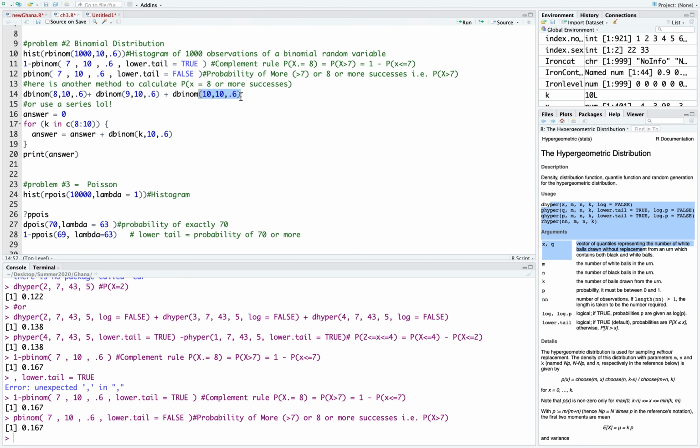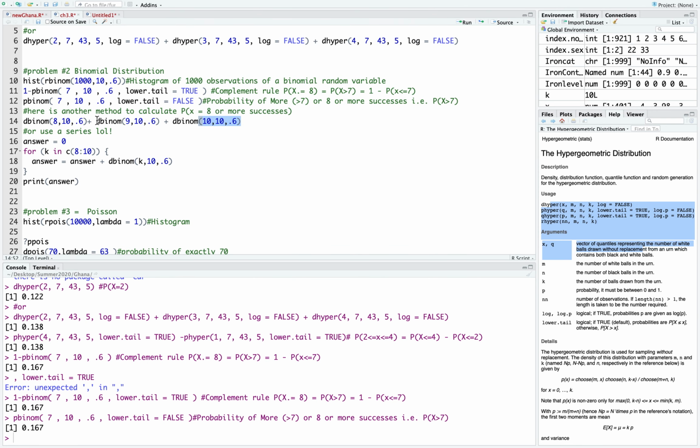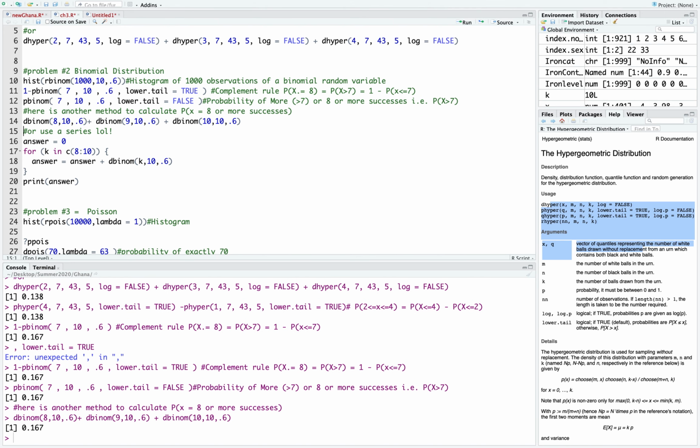Now, there's another option, which is I can calculate the probability x is 8, plus the probability x is 9, plus the probability x is 10. So let me just go back here with this binomial. At this number here, 8, that represents the number of successes. 10 represents the total number of trials, and 0.6 represents the probability of success. One thing to remember is what's called success is relative. So if I compute that, again, I get 0.167.